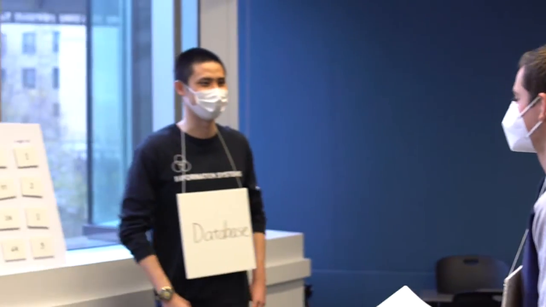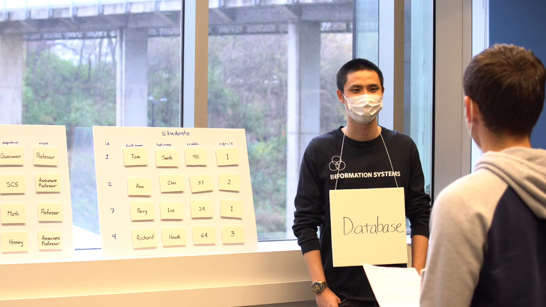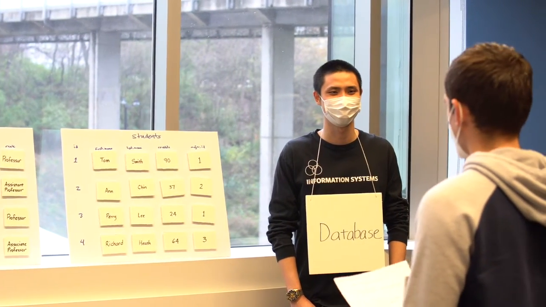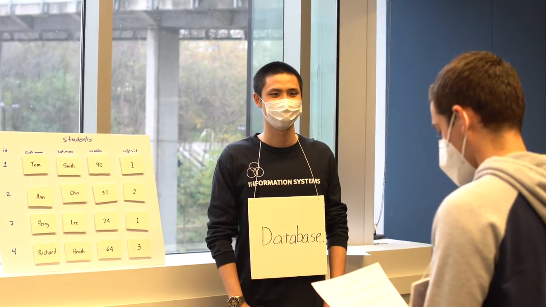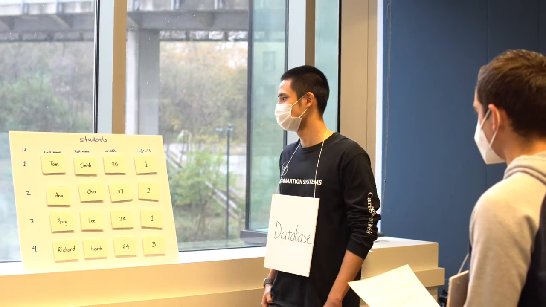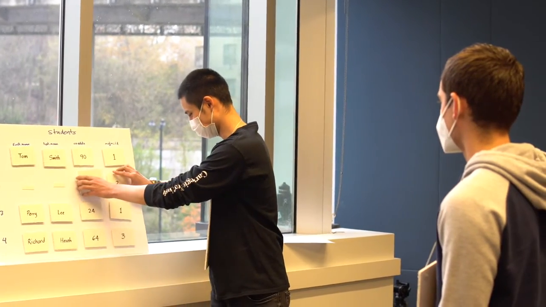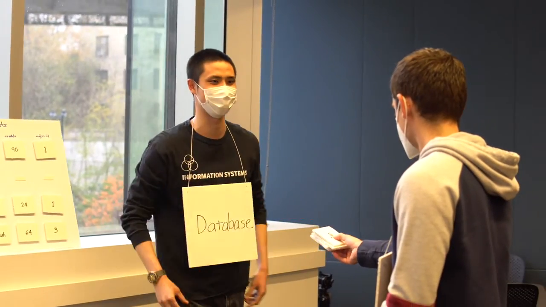All right. Welcome to the database. What can I do for you today? Hi. I need the students row 2. Oh, that's right. I need to speak SQL because databases only speak SQL. Select star from students where ID equals 2. Here's your order. Thank you for using the database. Thank you.